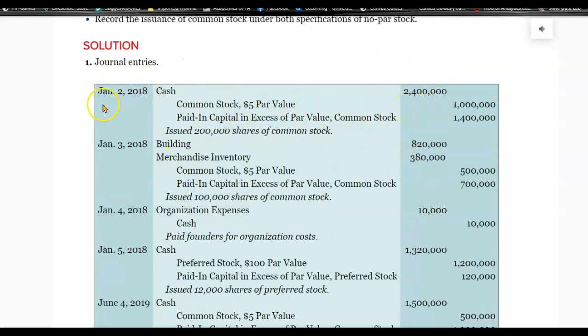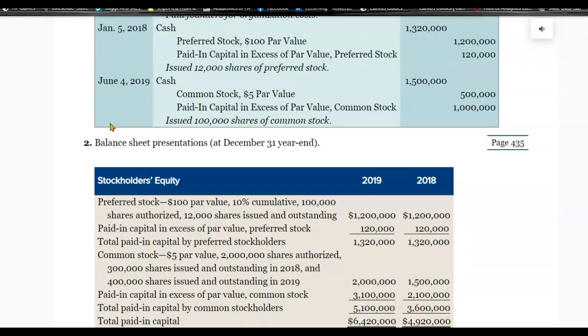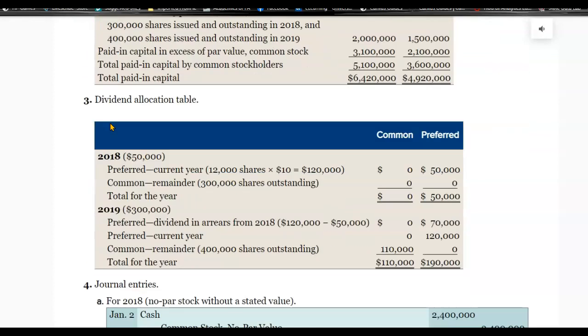So you can go back and take a look at the journal entry here and remind yourself that we received $2.4 million in cash, that we put the par value in the common stock account, so that was $1 million, $5 times the 200,000 shares, and then the balance, the $1.4 million above par value, was put in paid-in capital in excess. So then what happens if we have this new scenario here?